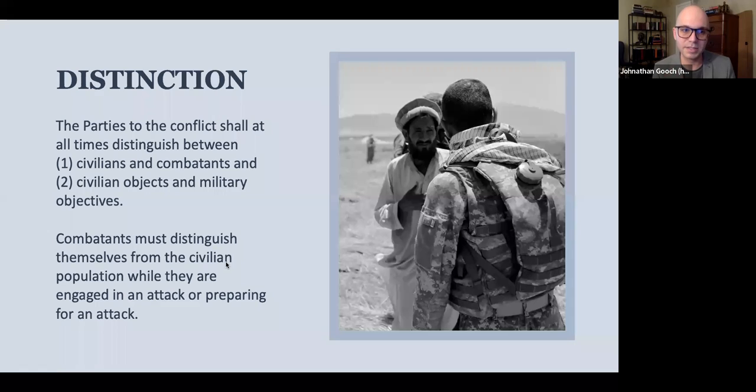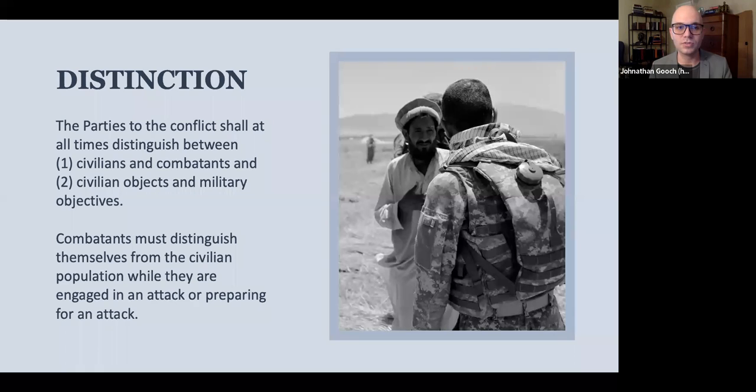And that leads to our next principle, distinction. So the parties to a conflict have to distinguish between the military and civilians. And part of the way that this is done is with uniforms, right? It's pretty straightforward. If you're fighting in an armed conflict, you have to distinguish yourself by wearing a uniform that signals, I'm part of the armed conflict, I'm open to attack, and I'm engaging in attack. And that protects the civilians by distinguishing who's a legitimate target and who's not.